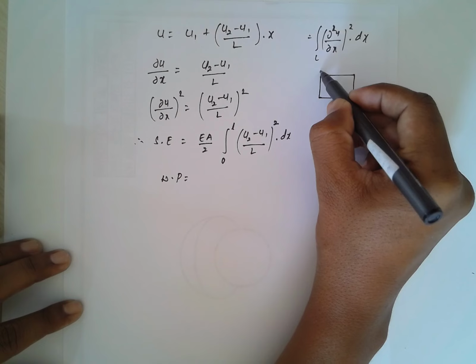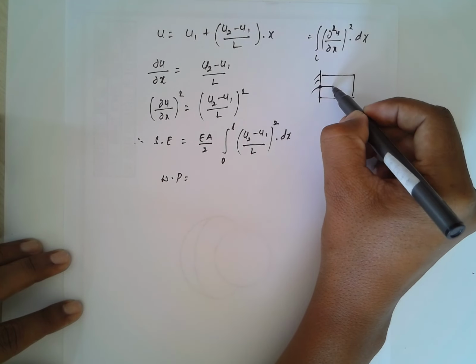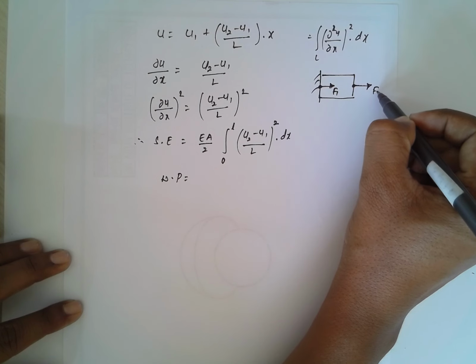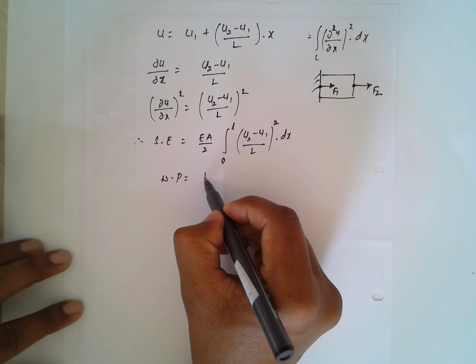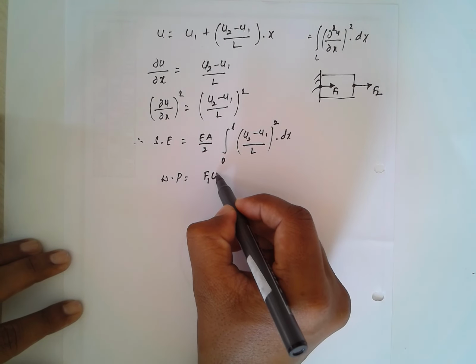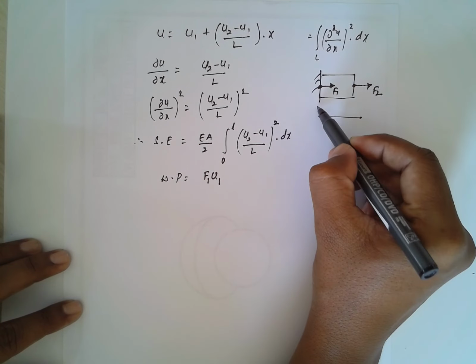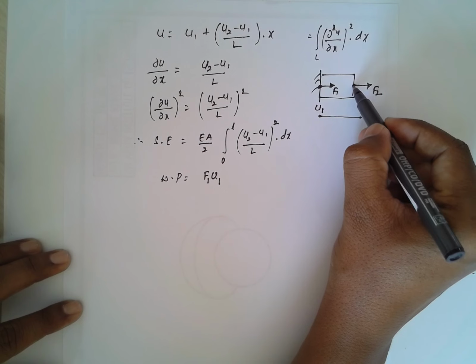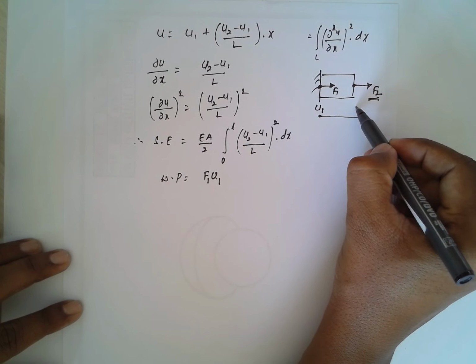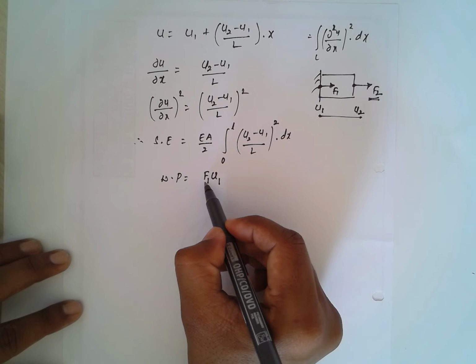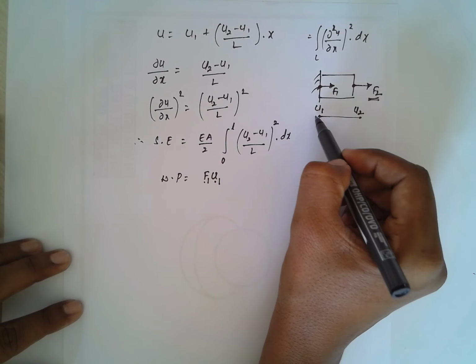For work potential, we have two forces: one force is acting at node 1 and the other at node 2. At node 1 the force is F1, and at node 2 the force is F2. The work potential is F1 and the corresponding displacement at node 1 is U1, and at node 2 the load is F2 and the corresponding displacement at node 2 is U2. So the total work potential is F1 U1 at node 1.